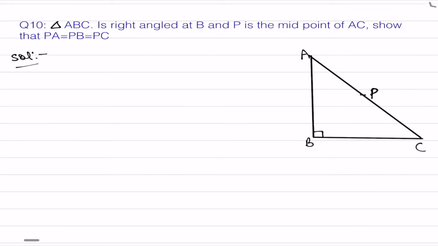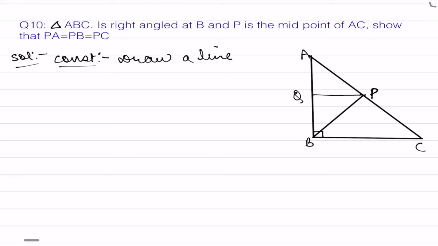Now the next question is question number 10. In triangle ABC, which is right-angled at B, and P is the midpoint of AC, prove that PA is equal to PB, so we'll join PB, is equal to PC. We have to prove that all these three sides are equal. So first, again in this question, we will do a construction. Draw a line PQ which is parallel to BC.